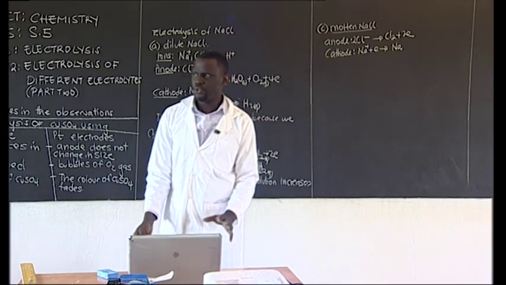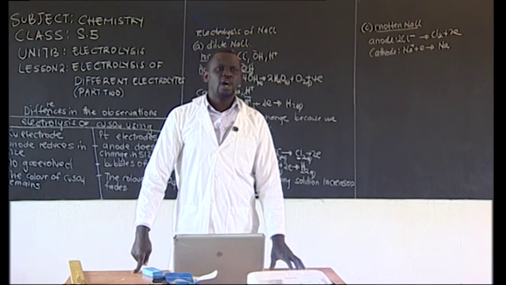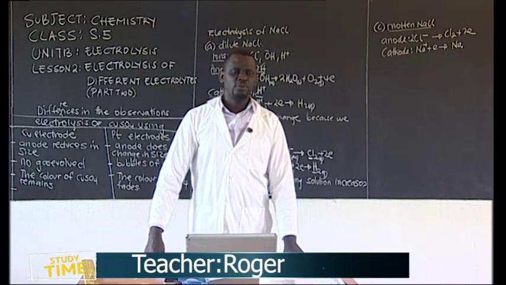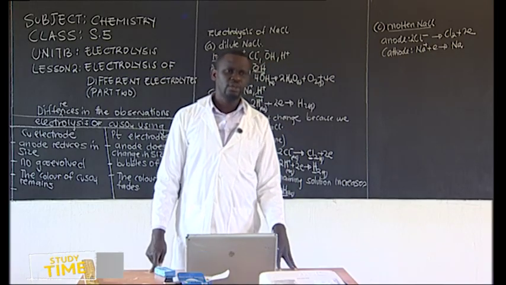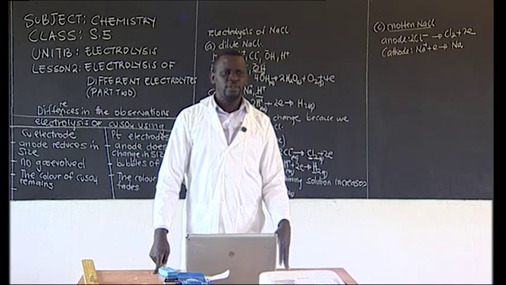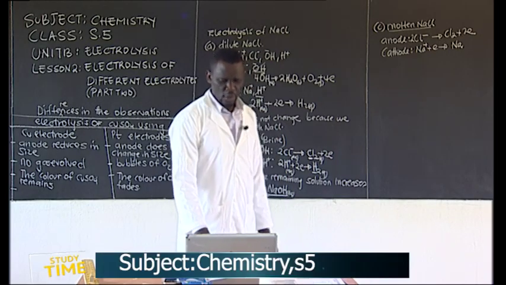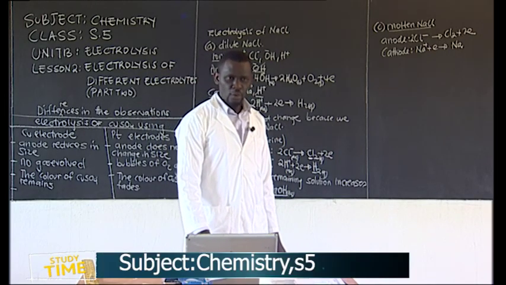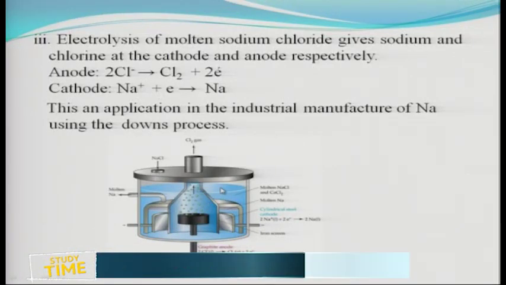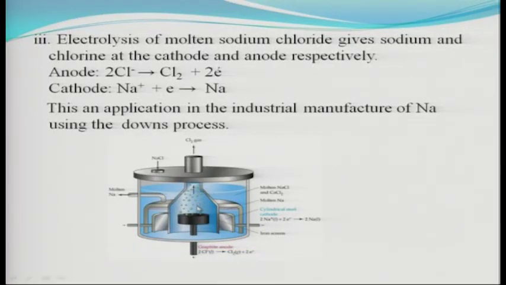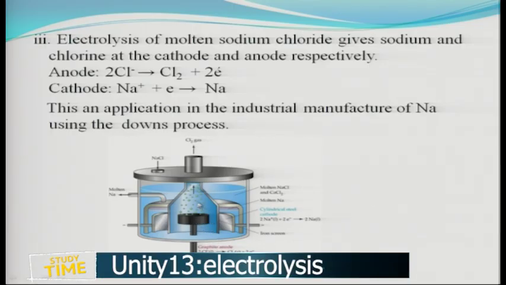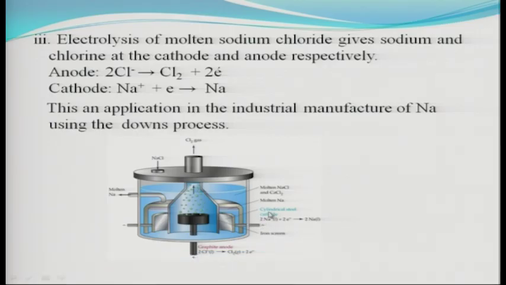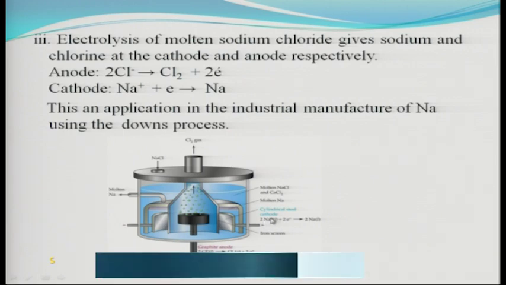So this application is applied in the industrial manufacture of sodium. But we can also have chlorine produced. If you look at your screen very well, you'll observe that you can see the Downs cell. Here in the Downs cell we have the graphite anode, which produces chlorine gas, and we have our iron screen, or the cylindrical steel, which is the cathode.